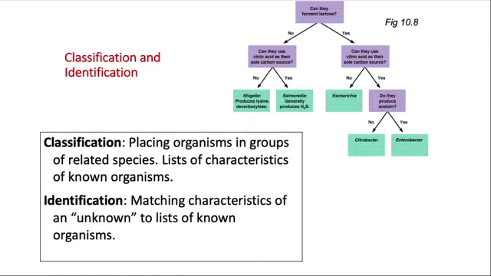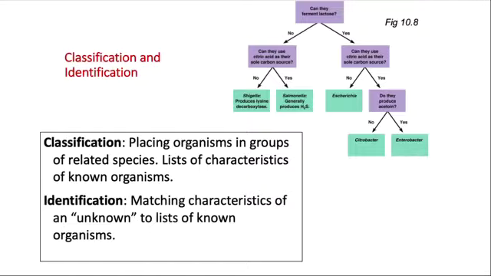So what's the difference between classification and identification? Classification is where you place organisms into groups based on their evolutionary relationship to each other. We list the characteristics of the organisms that we know, and then we're able to compare the RNA sequences and tell which one is more closely related to the other.